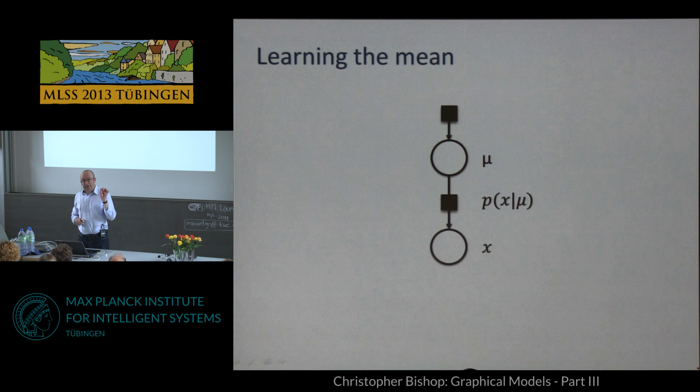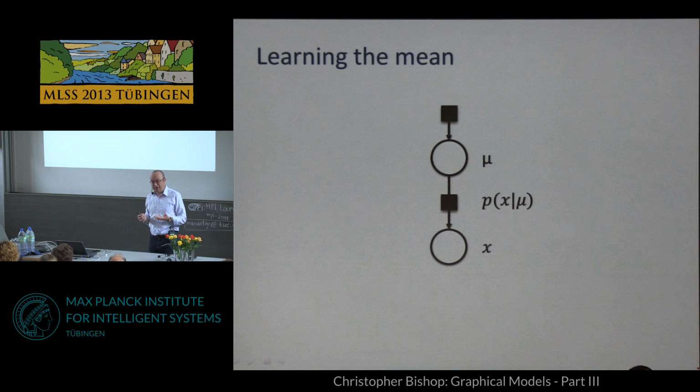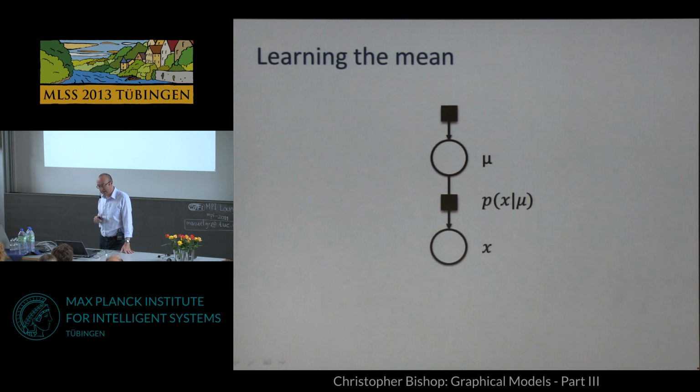Now, because mu is unknown, we're going to represent it using a probability distribution. And we already have a good probability distribution to use for that, because mu itself can be from minus infinity to plus infinity. It's a real number. And so again, we can represent the distribution of mu by a Gaussian. So we now have two Gaussian distributions.